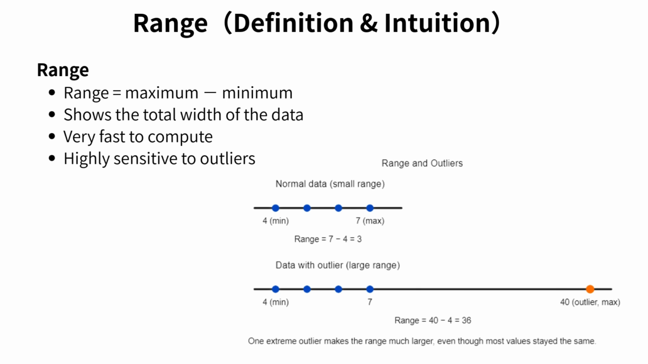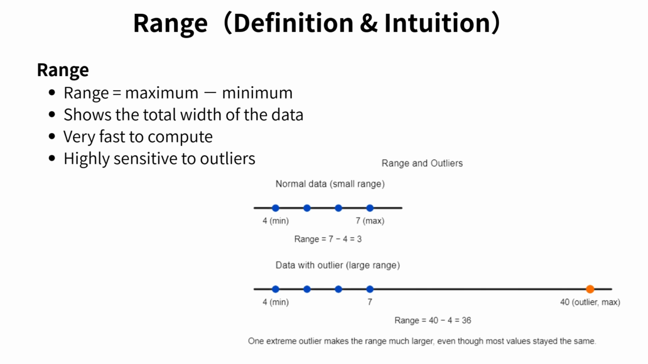Now look at the second example. Almost all of the values are exactly the same as before, but one extreme outlier appears far to the right. Even though the majority of the data did not change at all, the range increases dramatically. This happens because range only considers the two extreme values and completely ignores what happens in between. As a result, range can exaggerate how spread out the data really is.